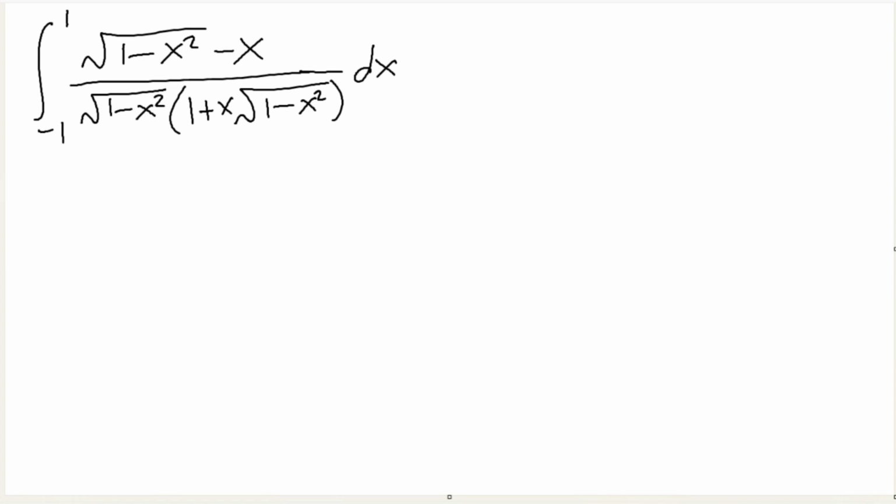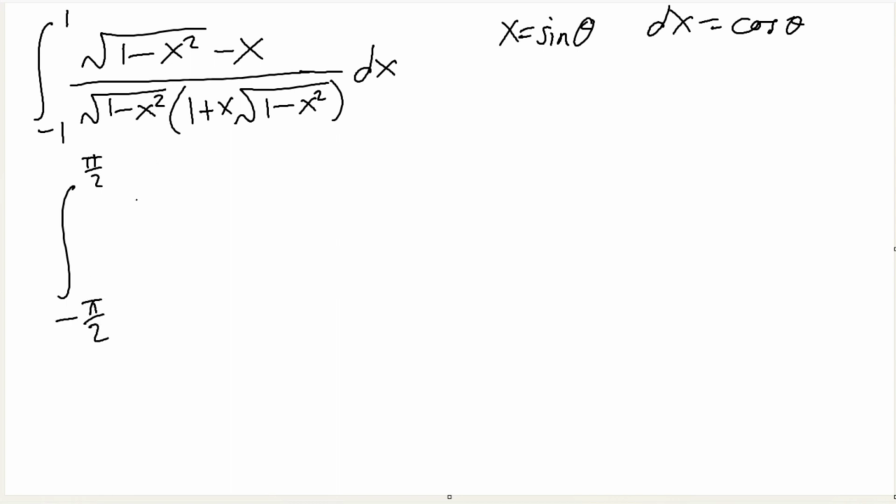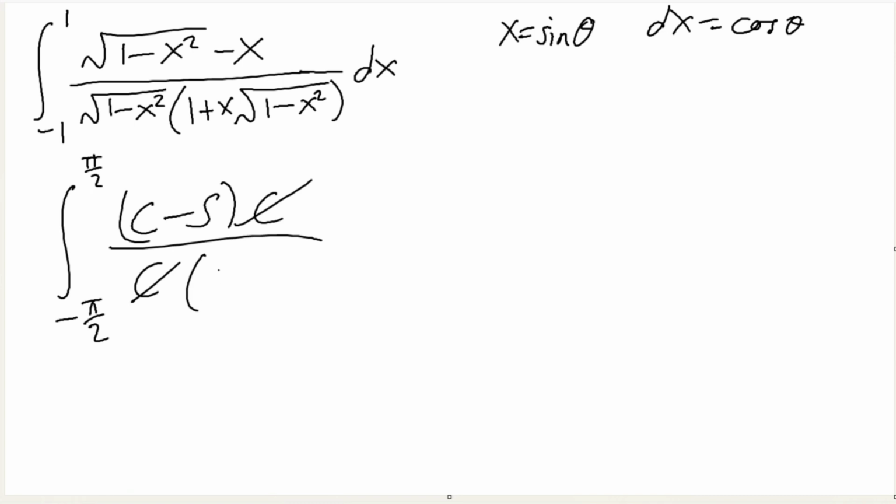A bunch of one of these. So let x equal sine theta. Let's just see what happens. We get dx cosine theta. This is pi over 2, negative pi over 2. We get cosine. Let's abbreviate, because there's a lot happening here. So cosine minus sine here. I have cosine here, so that's going to cancel out. And then I have 1 plus sine cosine.